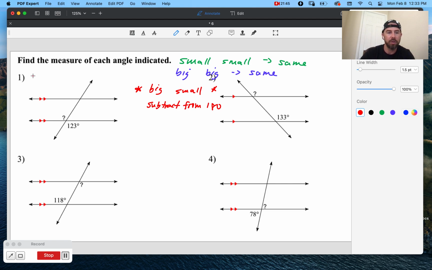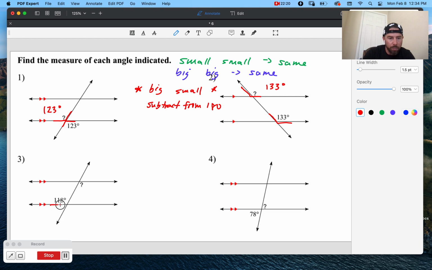Okay, so why don't you go ahead and see if you could do 1, 2, 3, and 4, and then we'll go over them. Press pause, attack, finish, and then we'll go over them here in a minute. Okay, so for number 1, we have an open angle and we have an open angle. They're both big, right, which means they're the same. So this is going to be 123. Okay, up here we have open, obtuse, right? So they're going to be the same. This is going to be 133.